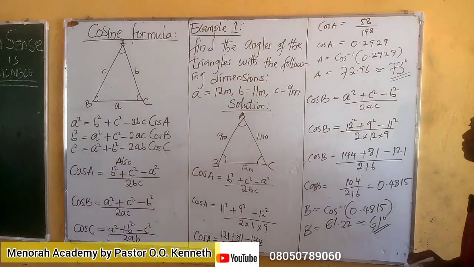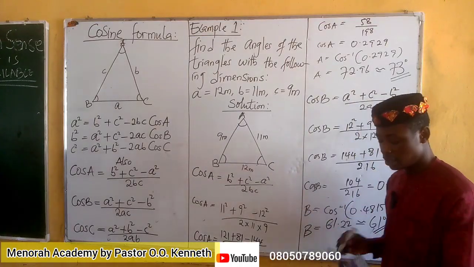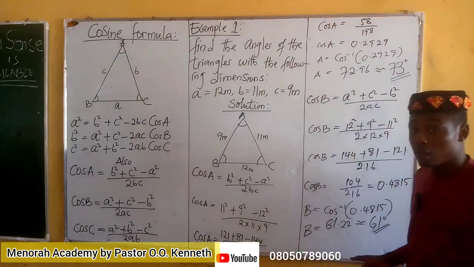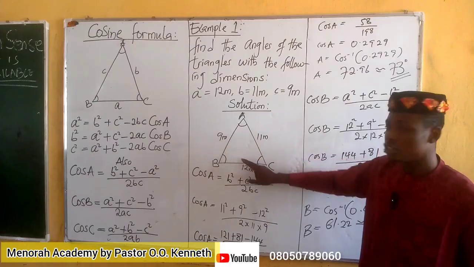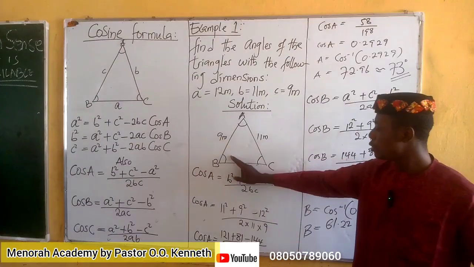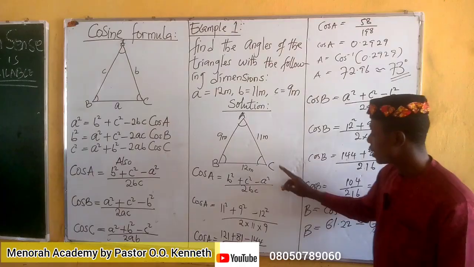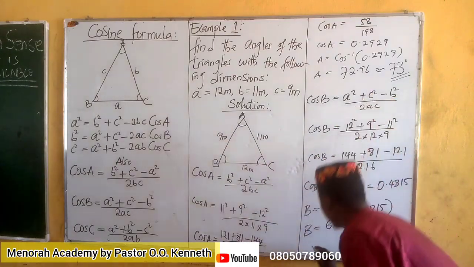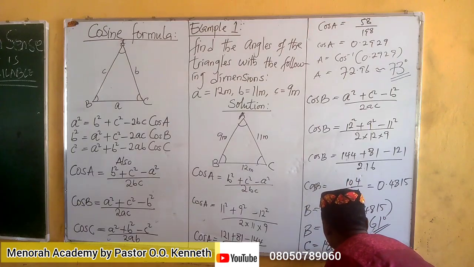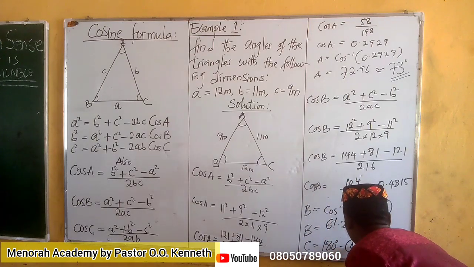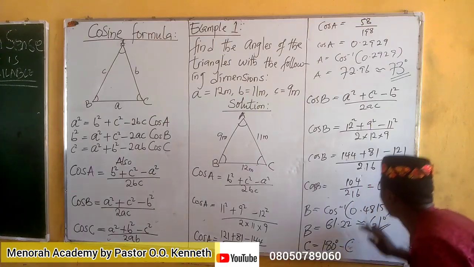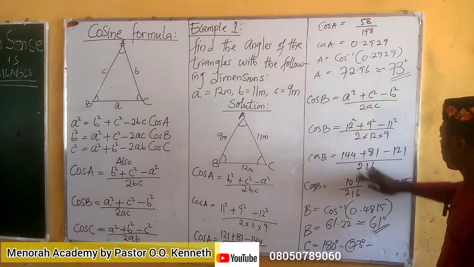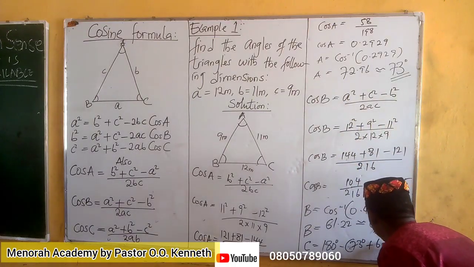Okay. So finally, the angle C. To find angle C, you don't need to go through the long route. Why? Because you discover that the sum of angles in a triangle is 180. So A plus B plus C is 180. So you discover that our C will just be 180 minus A plus B. So angle C will be 180 degrees, then minus A. Our A we got to be 73 degrees, minus our B. Our B is 61 degrees.